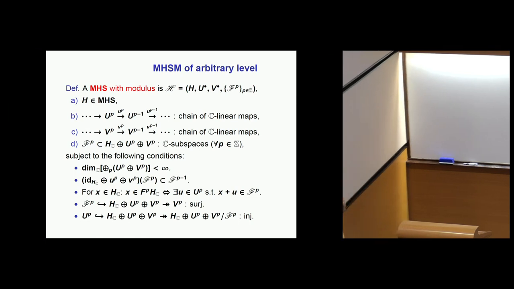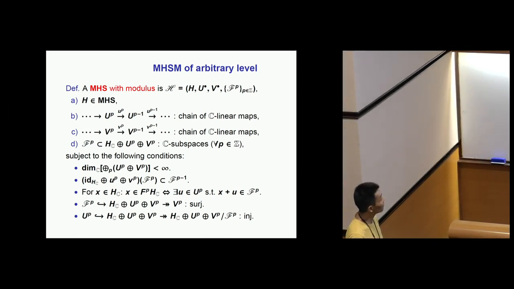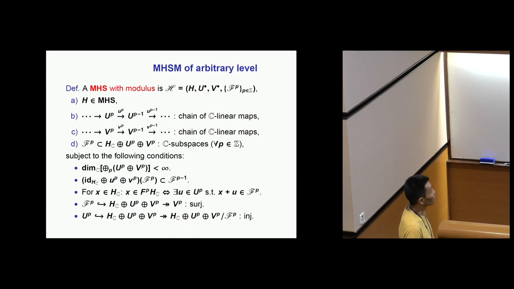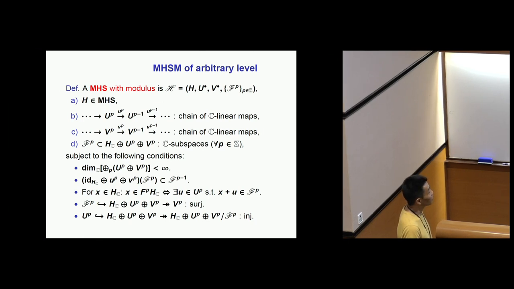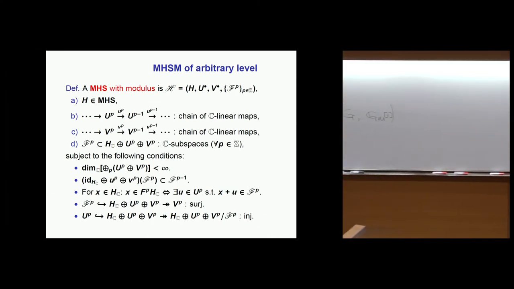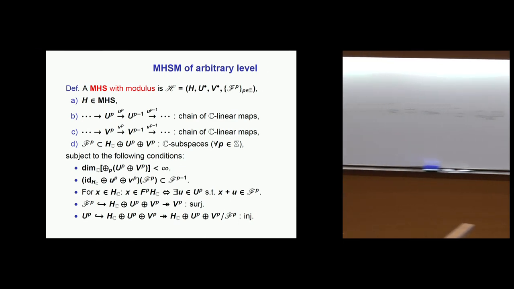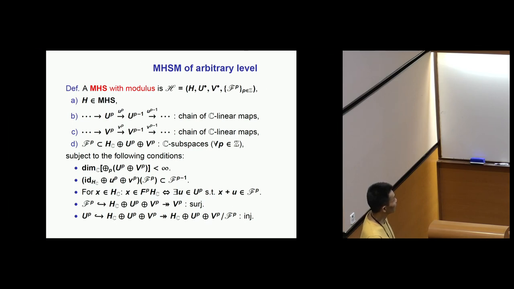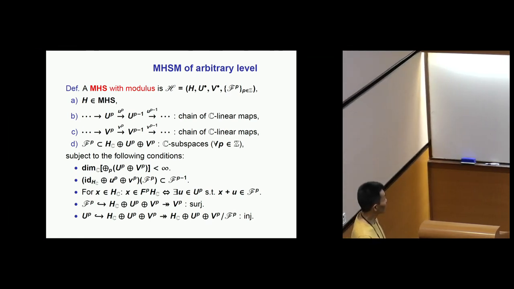Okay, now I define the category of mixed Hodge structures with modulus without any restriction on levels. This is a category of objects of these four-tuples. The first entry is mixed Hodge structures, Deligne's mixed Hodge structures. The second and third entries, U dot and V dot, are just a chain, a series of C-linear vector spaces with C-linear maps connecting them. And the last one, curly F^p, is C-linear subspaces sitting inside the direct sum of H_C, U^p and V^p. And there are axioms they should satisfy.